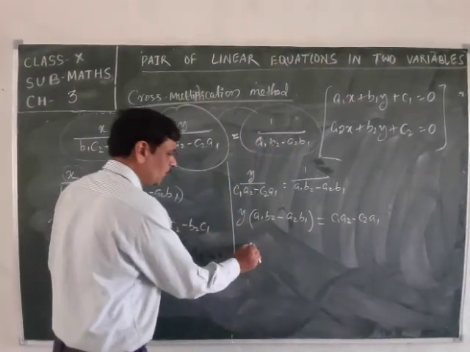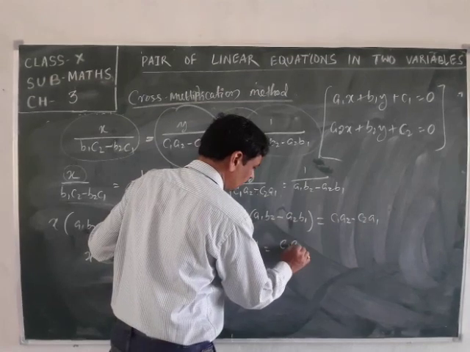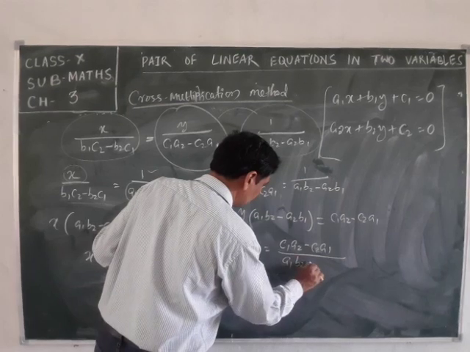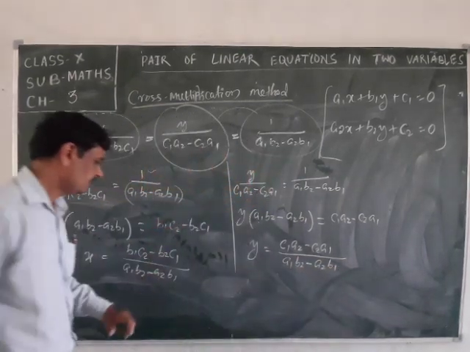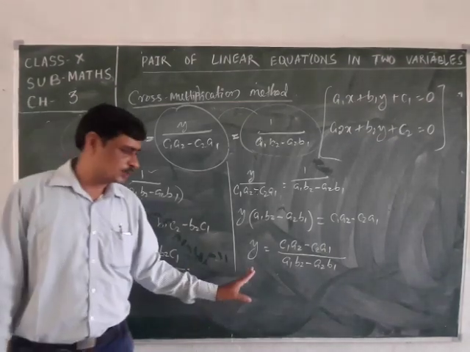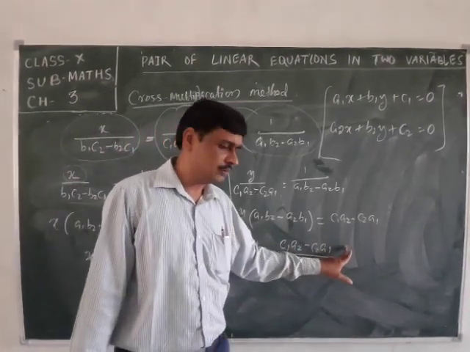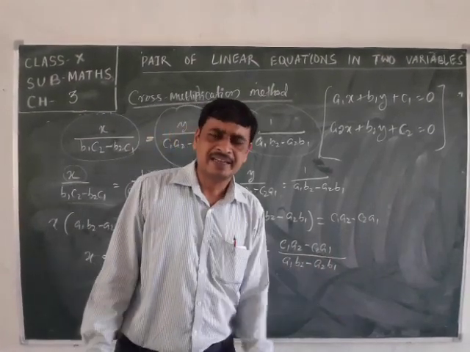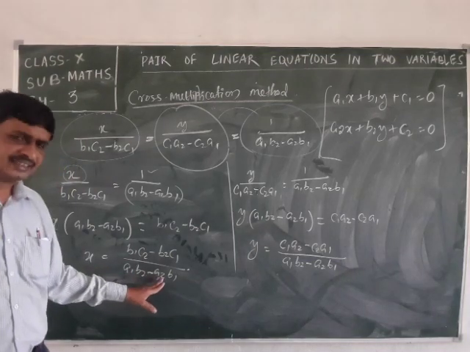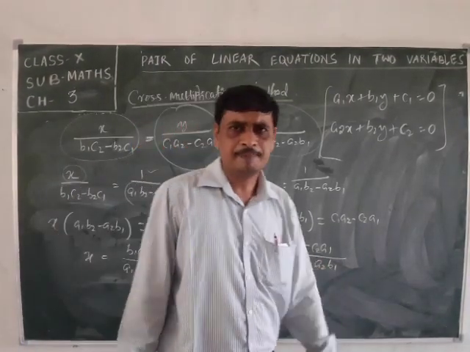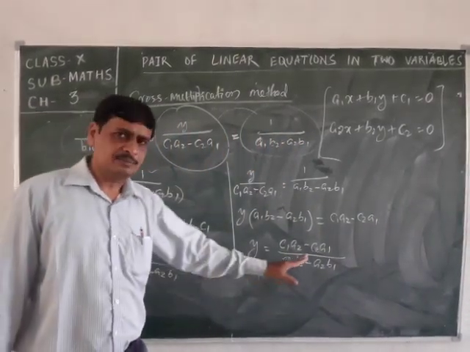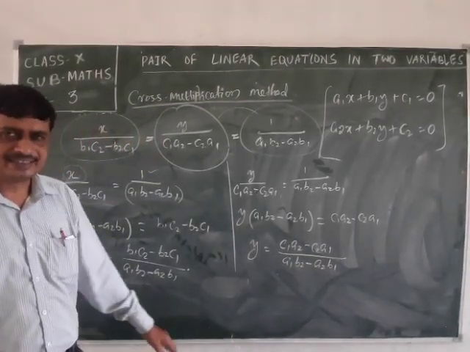Now the value of y becomes (c1 a2 − c2 a1)/(a1 b2 − a2 b1). The x is (b1 c2 − b2 c1)/(a1 b2 − a2 b1), whereas y is (c1 a2 − c2 a1)/(a1 b2 − a2 b1). In both cases, the denominators are the same, a1 b2 − a2 b1. If the denominator becomes 0, then we can't find the values of x and y.